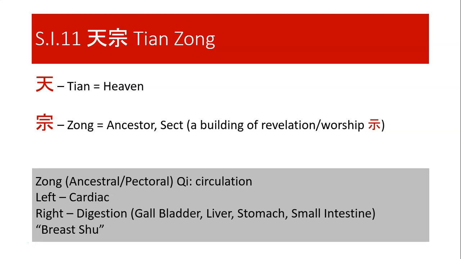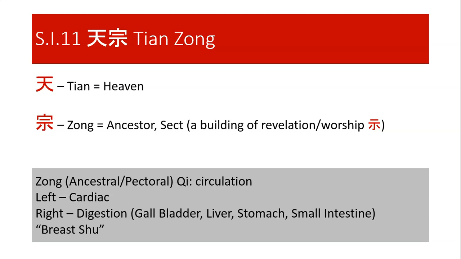So this point has to do with the circulation of the Zong Qi, especially on the left with cardiac issues. So people with cardiac issues will often show pressure pain on left small intestine 11. They may also show gumminess or pressure pain on the inner border of the scapula on the left side. These are areas that should eventually be needled and/or moxed. And on the right side, small intestine 11 reflects digestion, meaning gallbladder, liver, stomach, or small intestine issues. And small intestine 11 is also the breast shu.